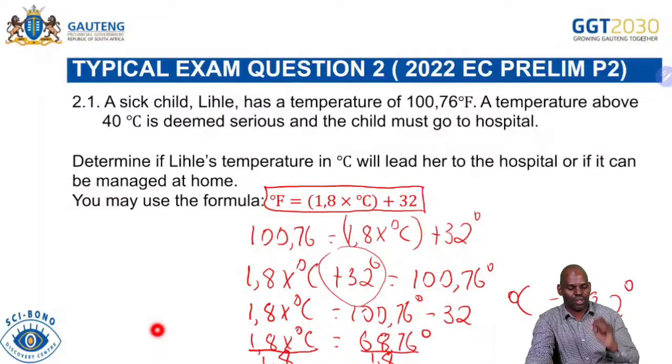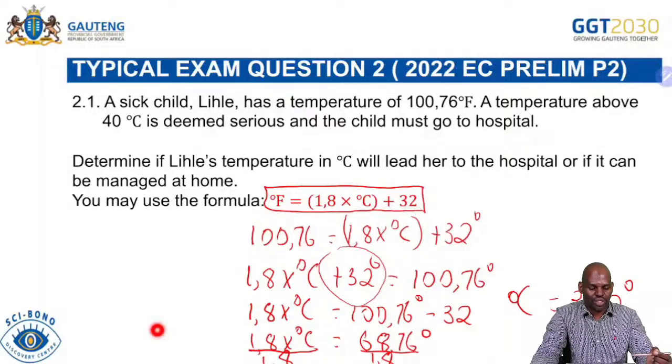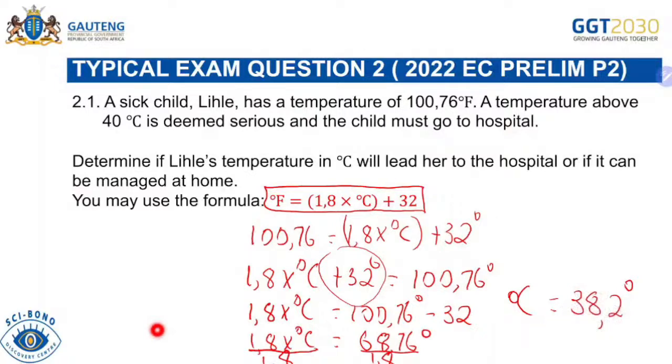38.2 degrees. Okay. The question was determine if Lige's temperature in degrees Celsius will lead her to the hospital or if it can be managed at home. You may use the formula. In this case, they said the temperature above 40 degrees Celsius is deemed serious and the child must go to hospital. So now you'll see that in this case, the temperature is not above 40 degrees. So it means this can be managed at home.